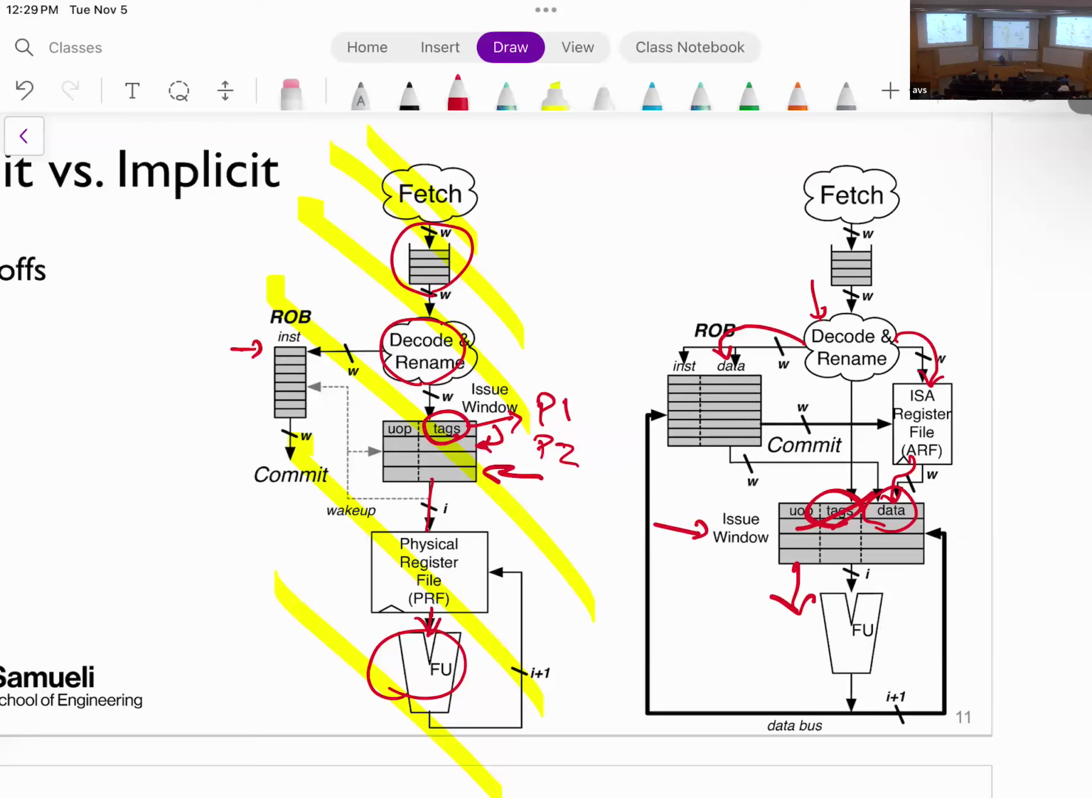Versus in the explicit case, I just read the register file whenever I need to. I don't need to store things. I don't need to duplicate numbers in this case. In the other case, I kind of duplicate numbers because I have it here. I also have it here.